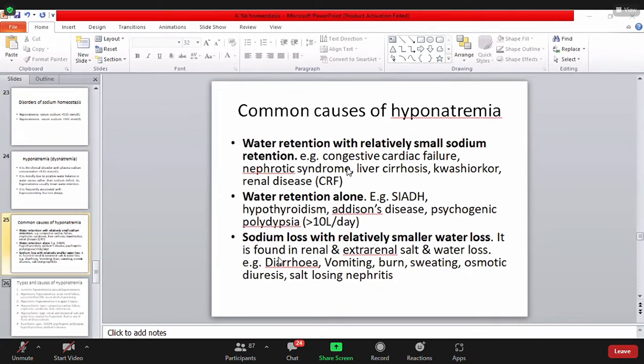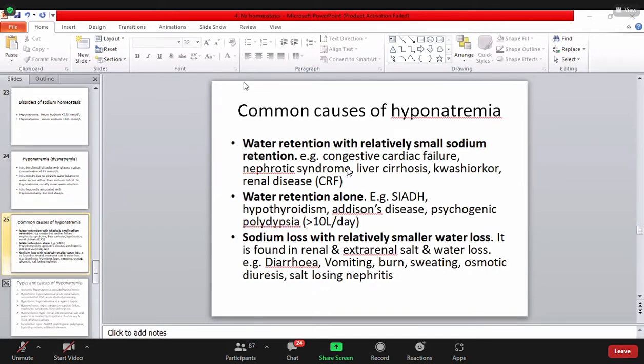Another cause is sodium loss with relatively smaller water loss. And it is found in renal and extrarenal salt and water loss. What are the causes? Diarrhea, vomiting, burn, sweating, osmotic diuresis, salt losing nephritis.